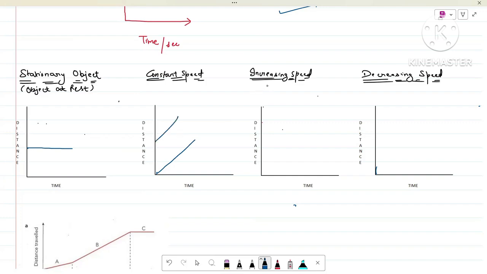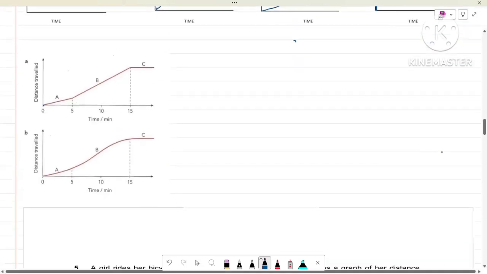Increasing speed: again, speed is given by gradient. Increasing speed means increasing gradient, so this graph will be for increasing speed. Decreasing speed means decreasing gradient, so this will be the graph for decreasing speed. Now here we will consider two graphs. Two graphs are given. The journey is divided into three portions. You can see A, B, and C.